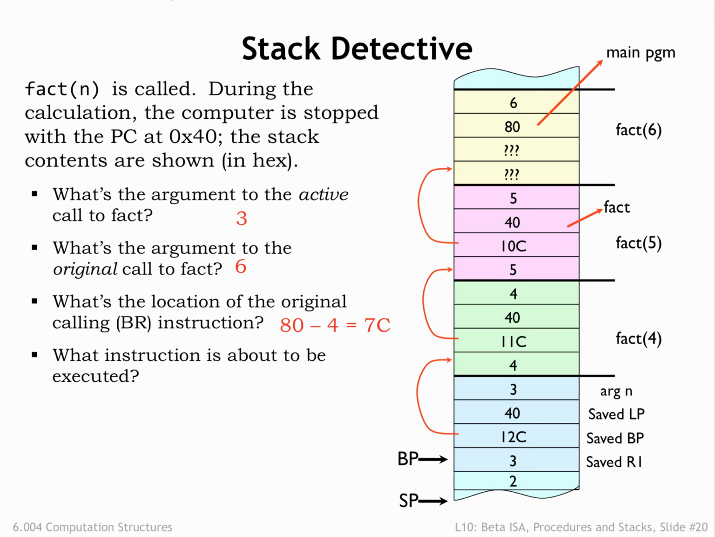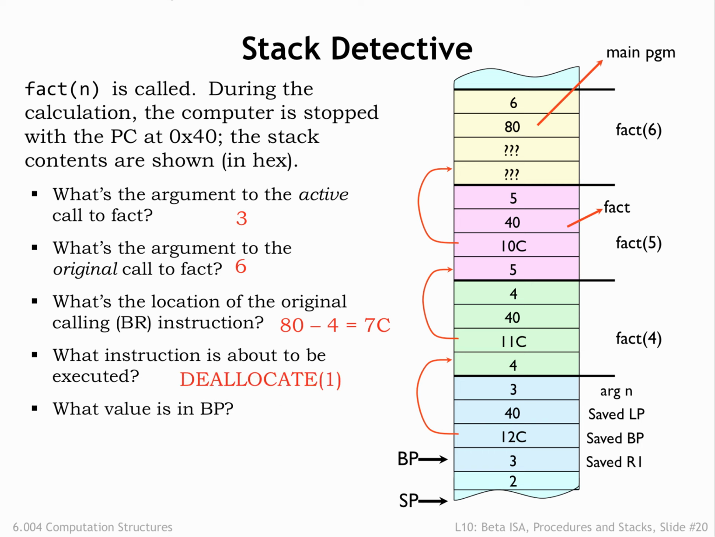What instruction is about to be executed? We were told its address is hex 40, which we notice is the saved LP value for all the recursive fact calls. So, hex 40 must be the address of the instruction following the branch fact, LP instruction in the fact code. Looking back a few slides at the fact code, we see that's a deallocate 1 instruction.